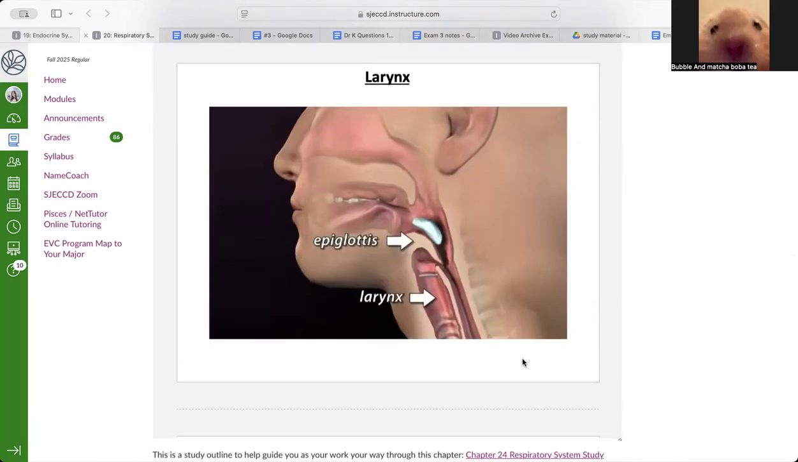So the larynx is inferior to the pharynx. It conducts air in and out of the trachea, prevents foreign objects from entering the trachea, and houses the vocal cords. It's made of nine cartilages, including the thyroid, the cricoid, the epiglottal, and the arytenoid.